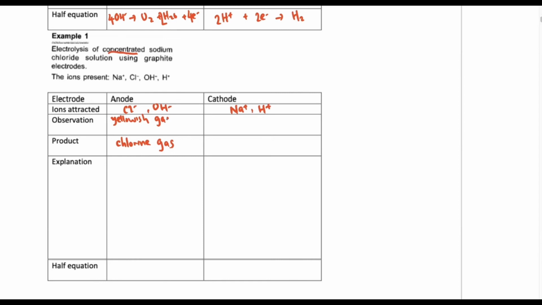Why chlorine? Chlorine is chosen because they are using concentrated sodium chloride. So when they are using concentrated sodium chloride, we have to use the halides to form the products. So why is hydrogen chosen? Because hydrogen is active compared to half equation. Correct. Sir, have you written the explanation part for this example?